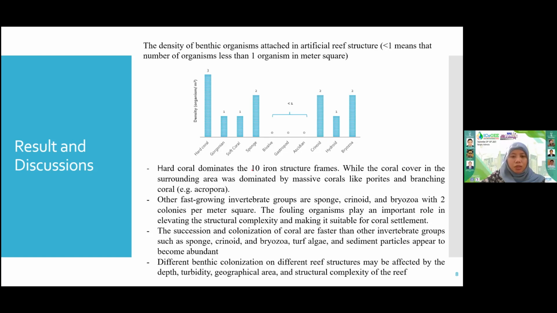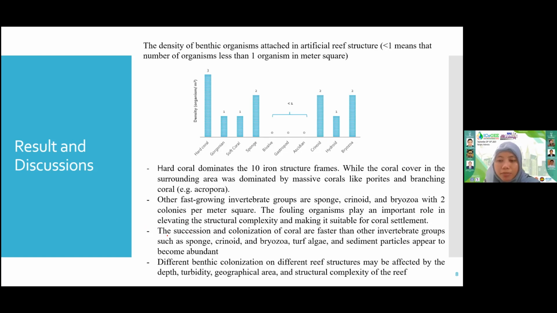So the hard coral dominates the 10 iron structure forms, while the coral cover in the surrounding area was dominated by massive corals like Porites and also branching corals. Other fast-growing invertebrate groups are sponge, crinoid, and bryozoa, with 2 colonies per square meter.